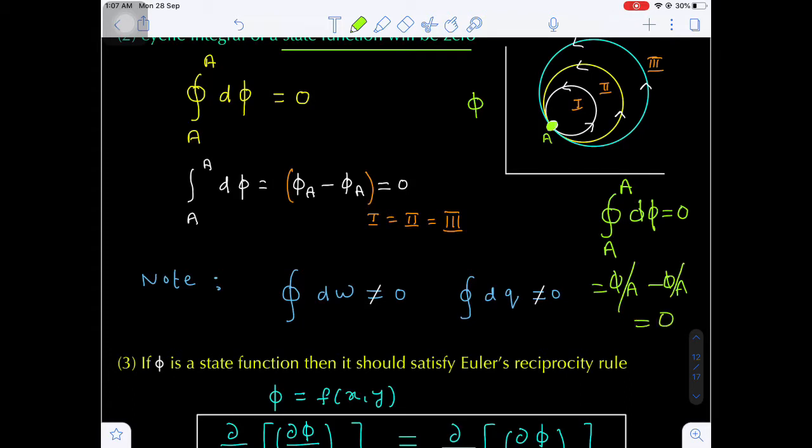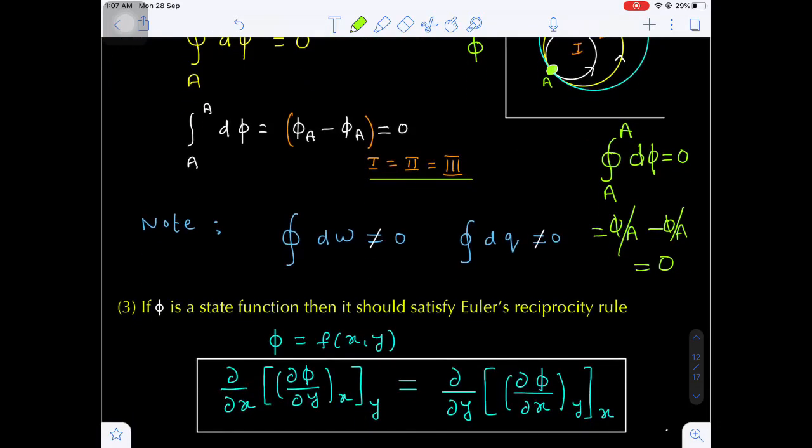Are you getting my point? In all three cases, irrespective of the path. Okay, how many paths will be there? In each path, if you calculate the cyclic integral value, you will get what? 0. Cyclic integral of d phi equal to what? 0.